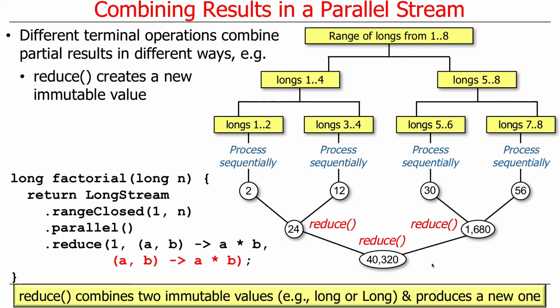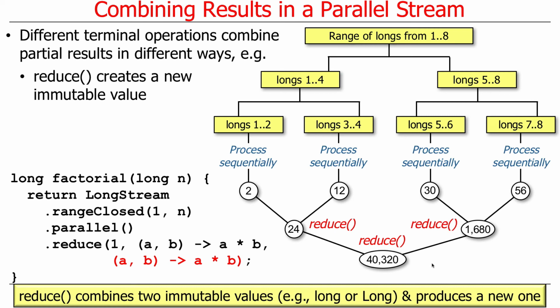Then what happens is we do the reductions in parallel, right? Sorry, what we're doing is now we're reducing the partial results. And this is combining immutable values to create a new immutable value. So these are immutable values, 2, 12, 30, 56, and so on. And now we're going to take the results of these two things, and we're going to reduce them.